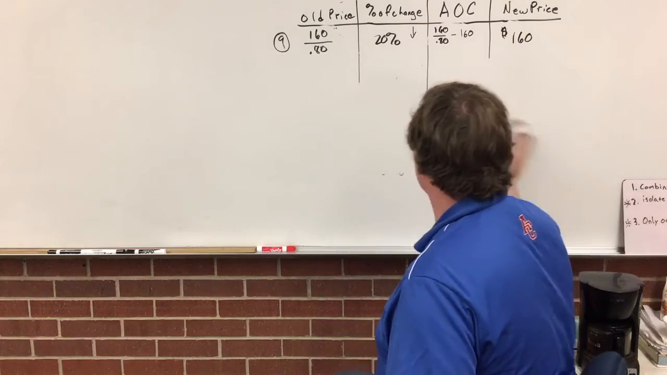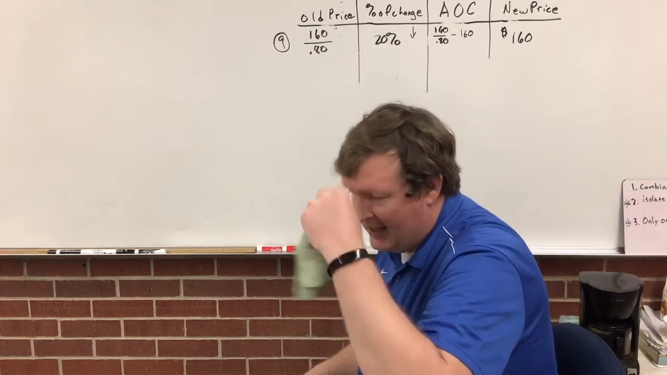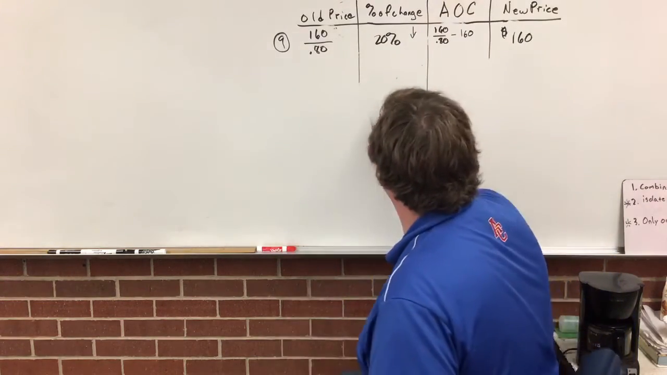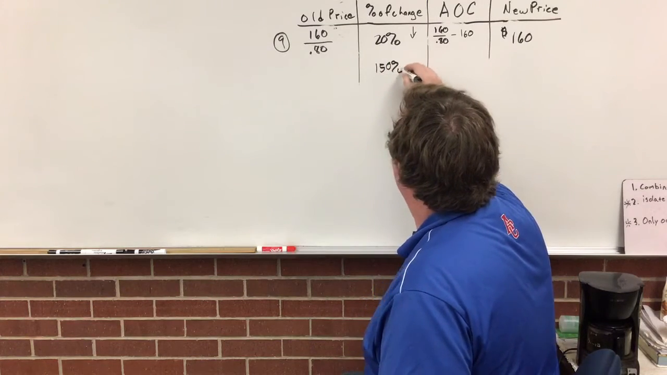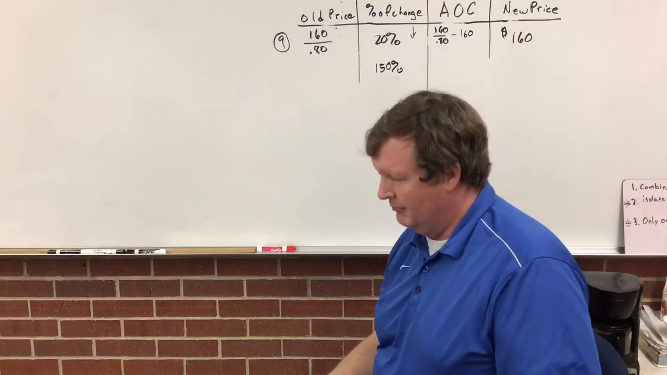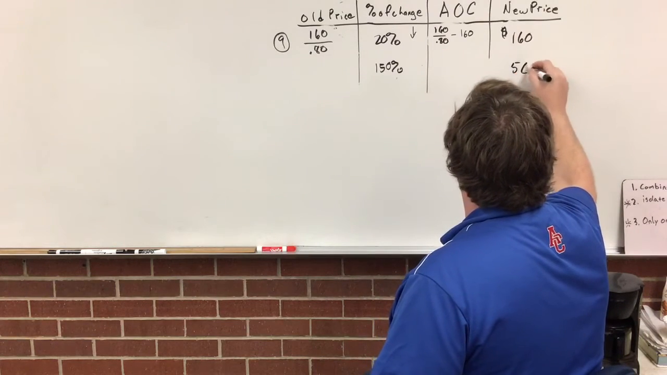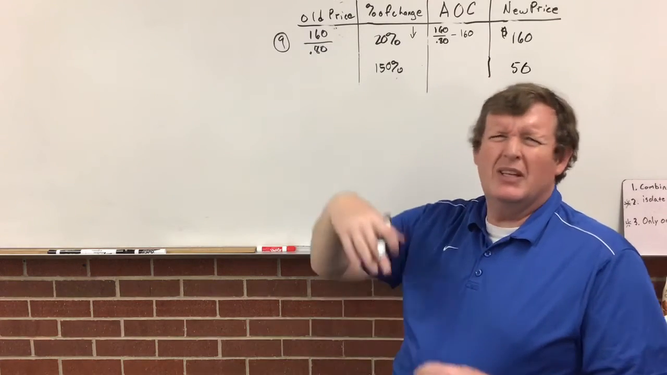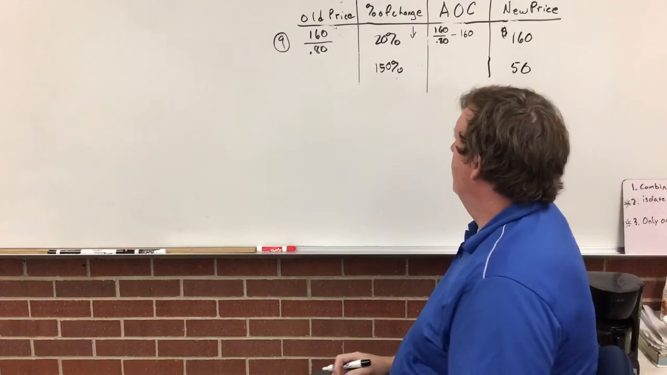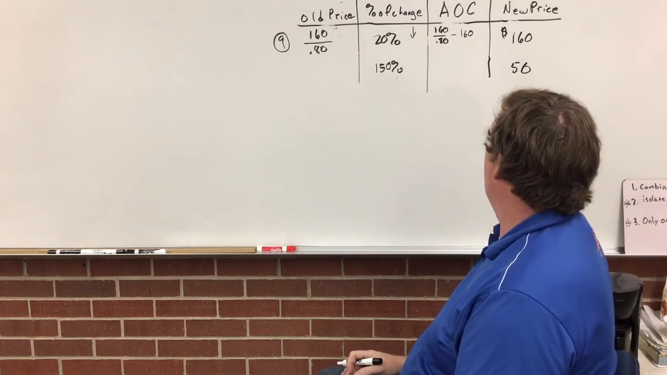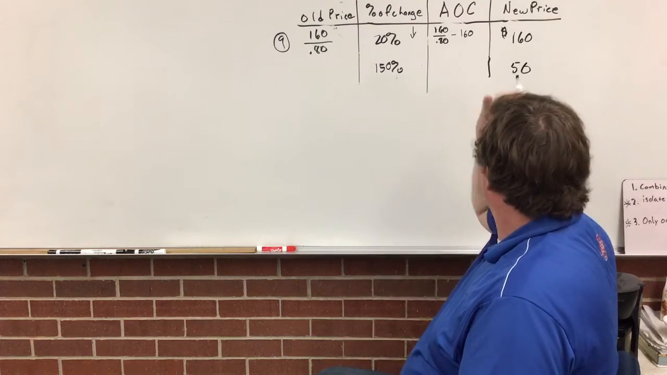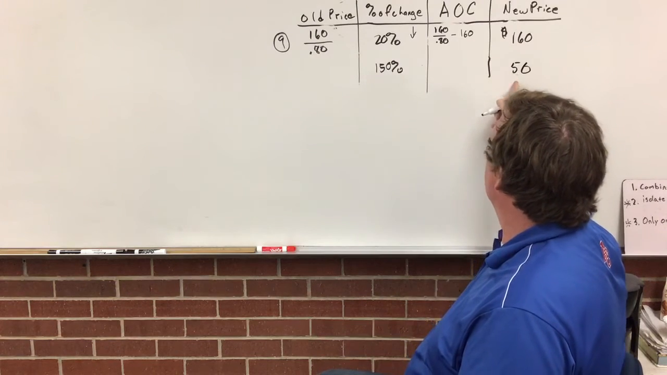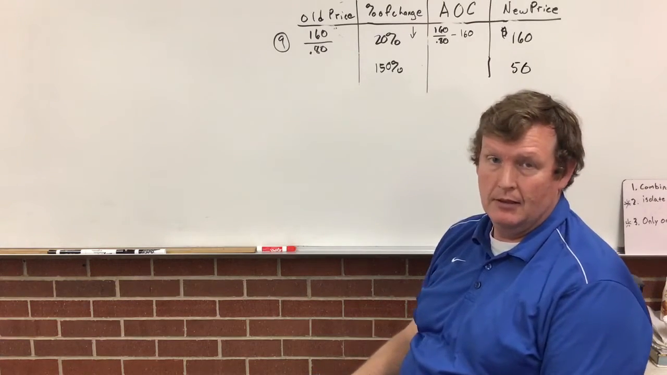Okay, now let's look at 10, because 10's got another facet or idea to it. This one's an actual markup. And they don't just mark it up by a small amount, they actually mark it up 150%. Okay, so that makes $50. So we're doing the opposite. What we've got to think about is that the new price is 150% more than the old price, not less than this time.